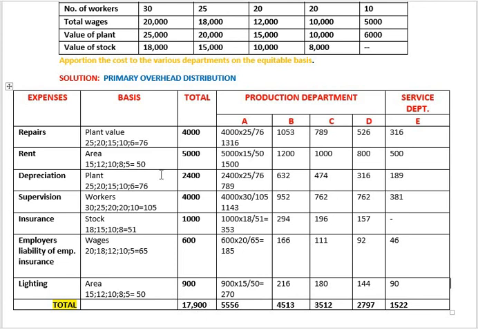So dear friends, this is about the primary distribution summary. For doing this problem, we must know the basis of apportionment tables, otherwise we cannot apportion the expenses. So basis of apportionment is very important. I hope you could understand this concept clearly.